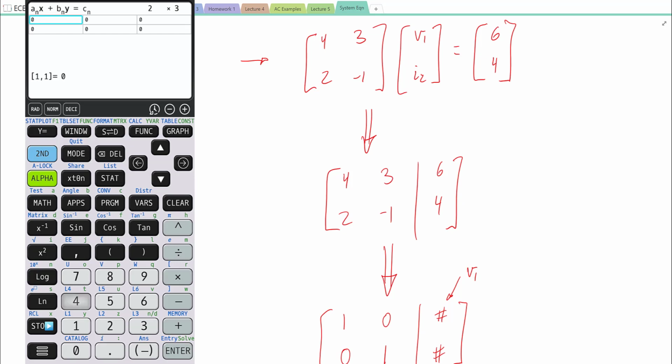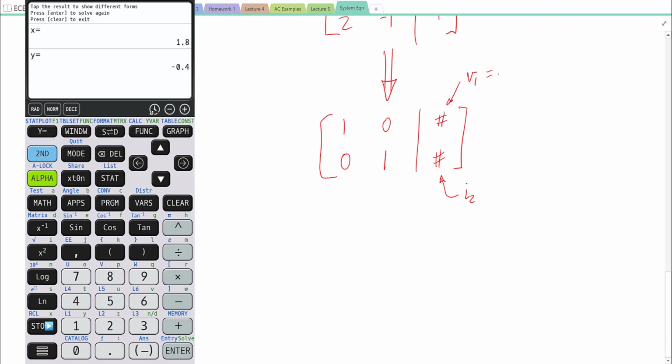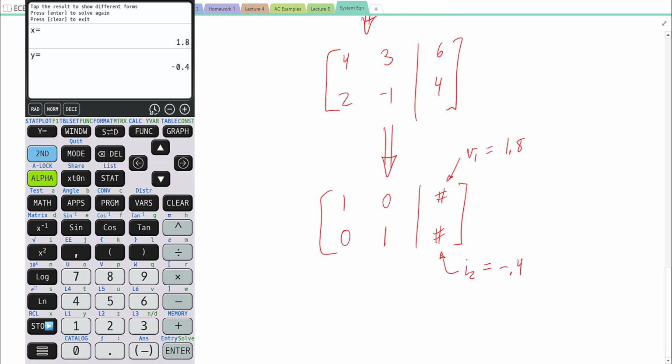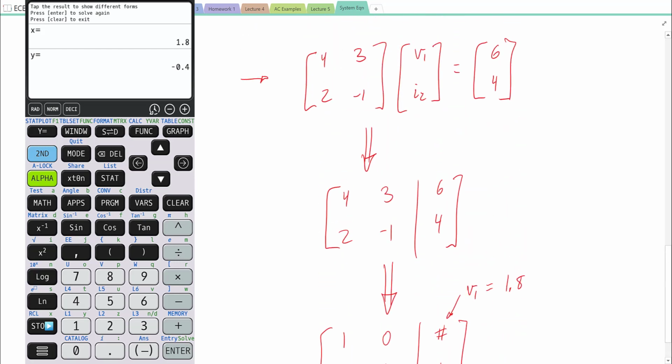I'm going to go 4, and then 3, enter, and then in the third column there I have a 6, and then back to the first column 2, and then a -1, and then a 4. Boom. Okay? And that comes out with, okay, my numbers on this solution are V1 equals 1.8 and I2 equals -0.4. Okay, great. That's one way to easily solve this.